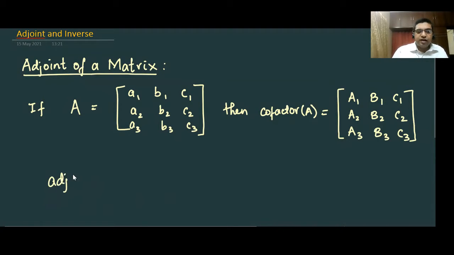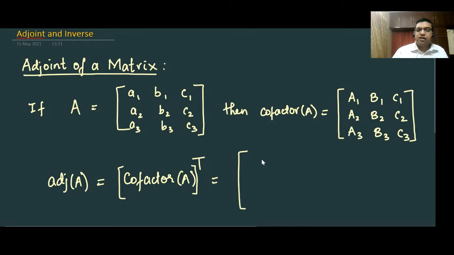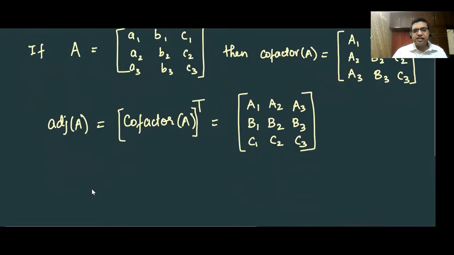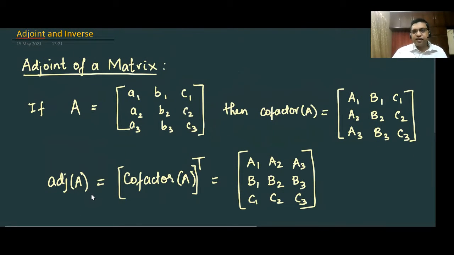So adjoint of A is take the transpose of the cofactor matrix of A. That is what is adjoint. A1 B1 C1, A2 B2 C2, A3 B3 C3. Okay, so this is transpose of the cofactor matrix, that is the adjoint of a matrix.